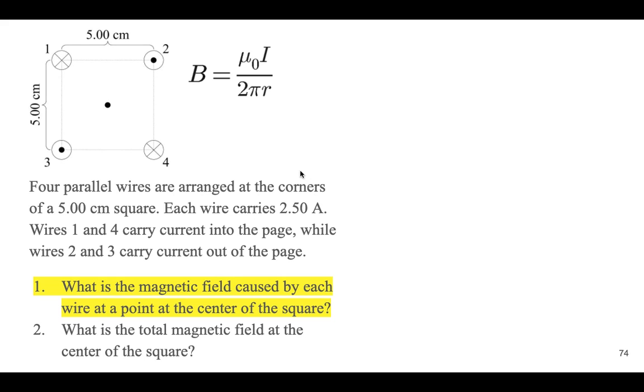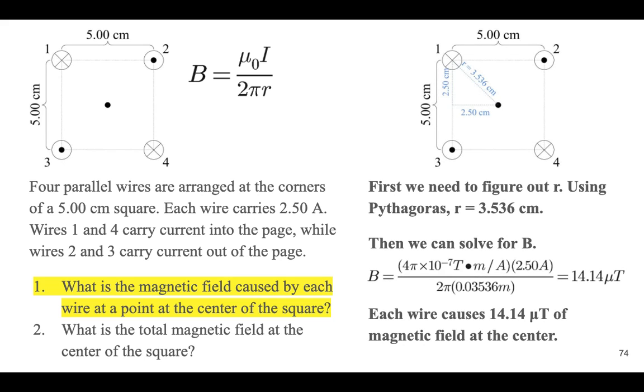So we've got to figure out what is the magnetic field caused by each wire at a point at the center of the square. It's just the formula that we just learned. Well, first we need to figure out R. Sorry, getting ahead of myself. We need to figure out R. If this is 5 centimeters on a side, half the side is 2.5 centimeters. So do a little Pythagoras, and get this distance R here. The distance from this wire to the middle is 3.356 centimeters. Well, that's the distance from all of the wires to the middle. So we've done that. Now that we have R, we can plug this in and we get our answer for B, the strength of the magnetic field.